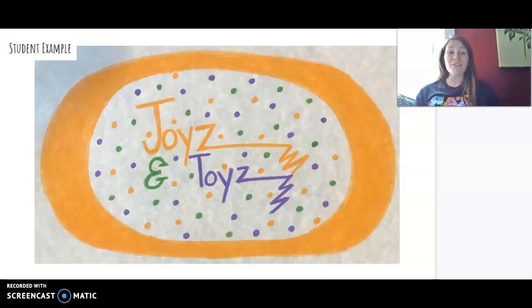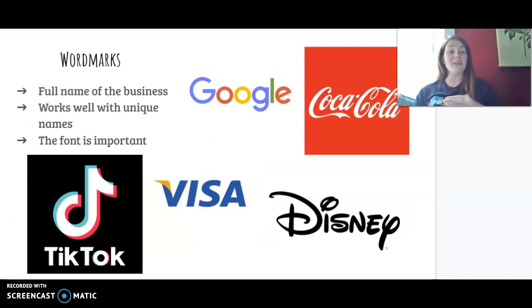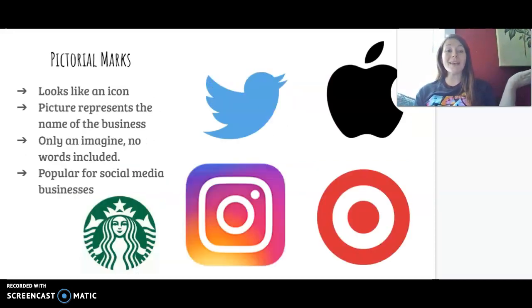So now your job for today, your activity, is to draw a logo for your company. Again, this is for your company's name, not the product you created, the company itself. So make sure you know what the company name will be and choose one of the three ways to make it. Again, we have monograms using the initials. We have word marks, so using the whole name, or you can make just a picture that represents the business name.